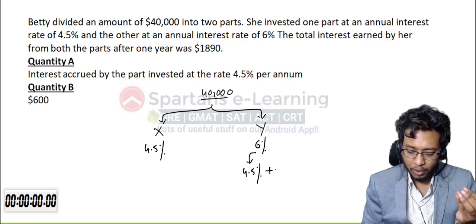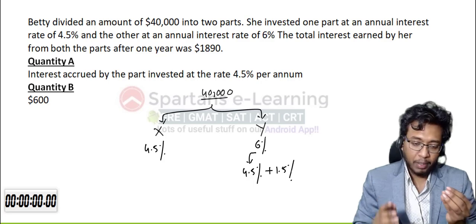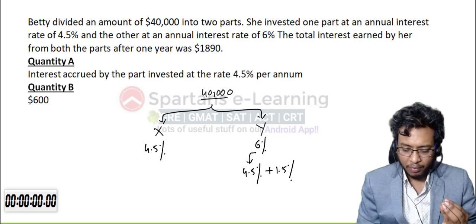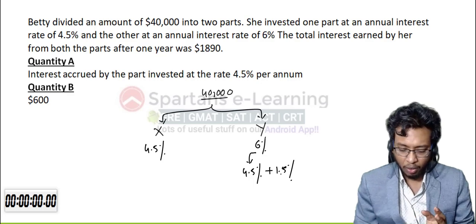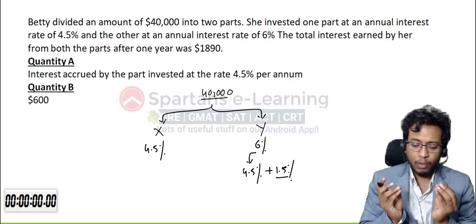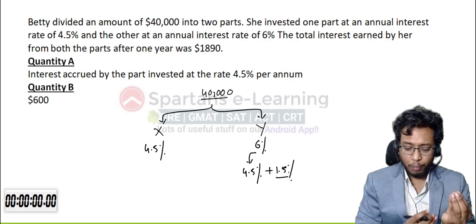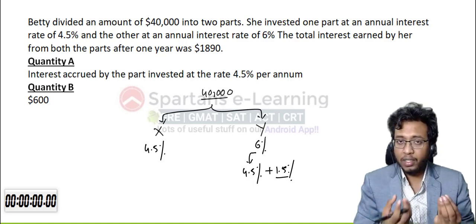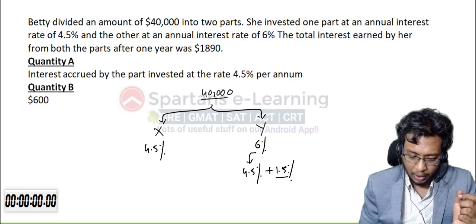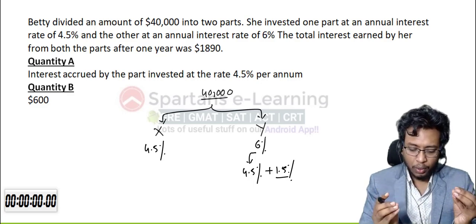So if I take 4.5, balance will be 1.5%. That means with every attribute, I am taking off 1.5%. That means for every rupee, whatever money he gave, for every 1 rupee, I am deducting 1.5% interest. Right? Now assume that 40,000 he gave at 4.5 interest.